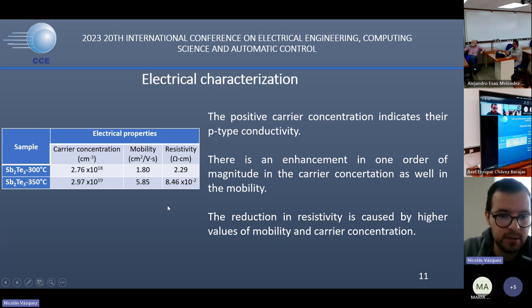There is an increment in the grain size when the substrate temperature increases. And lastly, we have the resistivity right here, in which we can clearly see a decrease in this value. Well, there is a decrease because we have a higher concentration and mobility, and these two values are related to the resistivity in an inversely proportional way, which means that for high values of carrier concentration and high values of mobility, we can find a lower resistivity.